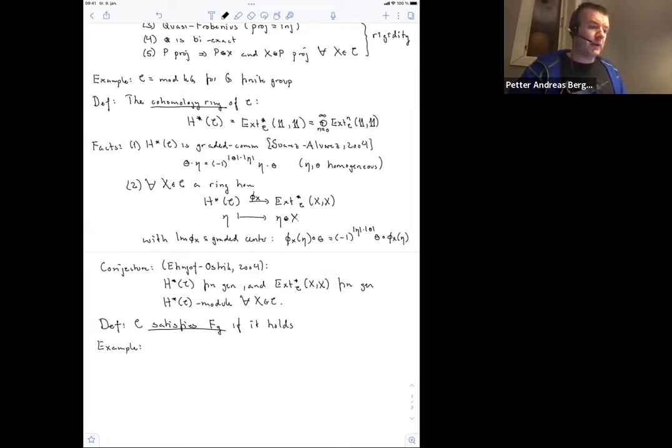And of course, when C is the module category for a group algebra of a finite group, this is just the Evens-Venkov theorem from the 60s (1961-ish).